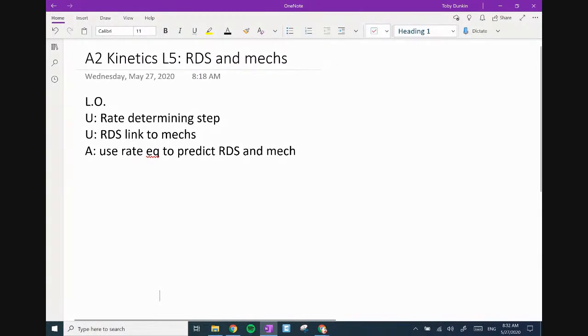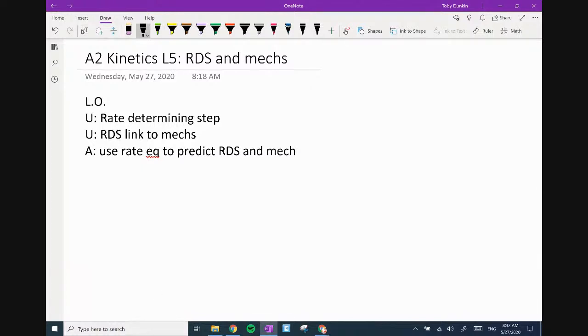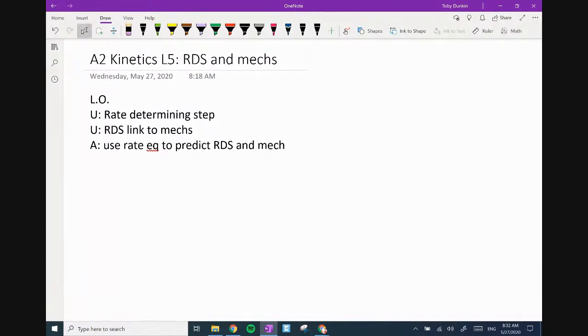Three learning objectives today. Number one, I'm going to get you to understand what is meant by the rate determining step. We're then going to understand how the rate determining step links to a mechanism, and we'll be looking at this from an organic setting the majority of the time. And then we're going to be able to use the rate equation to predict the RDS and a potential mechanism. So a nice, relatively easy start, really.